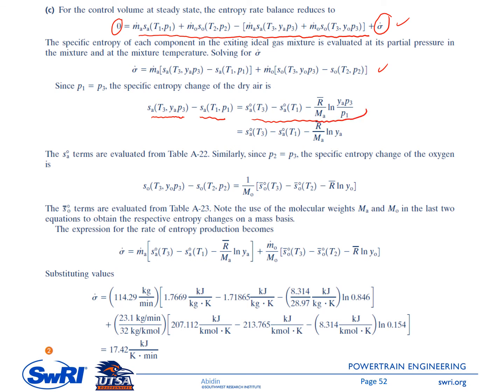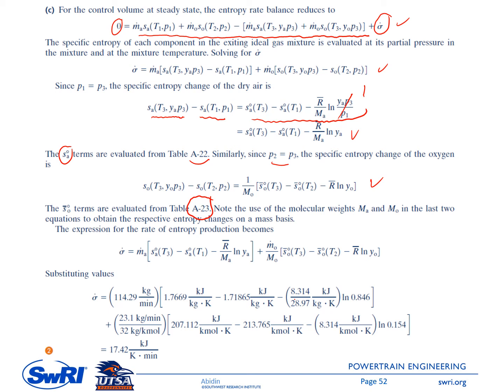And then this one equals 1, and then you get this one. And then the S degree of the dry air can be obtained from table A22, and then since P2 equals P3, you can also make a simplification. So you will get this formula, and then we can use table A23 to get S degree for oxygen.